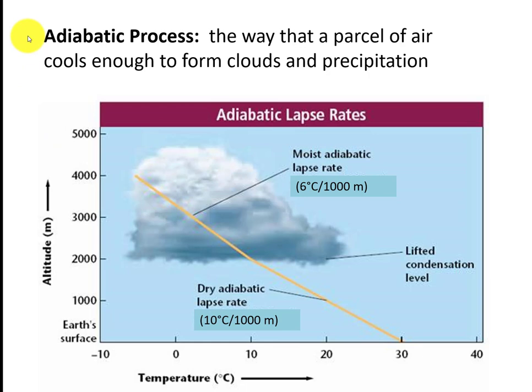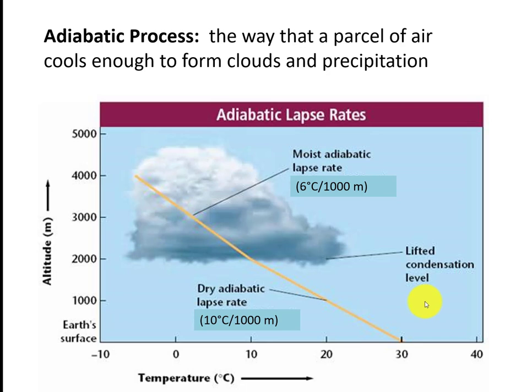You're going to be looking at the adiabatic process in lab. It's defined as the way that a parcel of air cools enough to form clouds and precipitation. When we have a dry rate, it's 10 degrees Celsius for every 1,000 meter elevation change. If it's a moist rate, it's a 6 degrees Celsius change for every 1,000 meter elevation change. And so this is referring to the phenomenon of air parcels moving up or down in the environment.